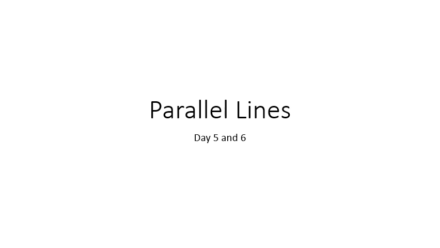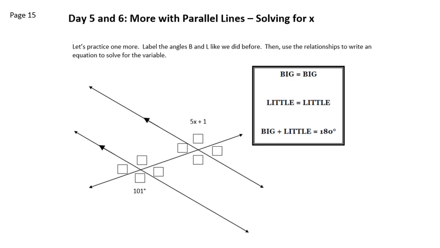Today, as we move on in parallel lines in our packet, we'll be on page 15. Now we'll be solving for variables, whereas before we were just using our big and our little to solve for missing angles. In doing this, we have the ability to solve more difficult problems. So if you're at the top of page 15 in your packet, you'll see that it says day 5 and 6, more with parallel lines, solving for x.